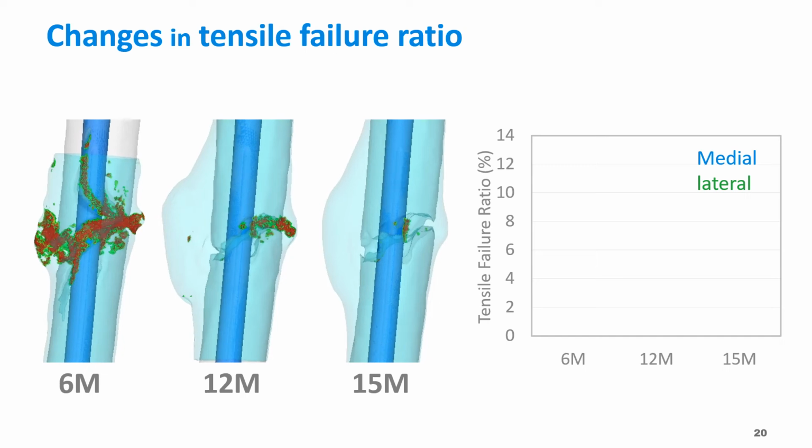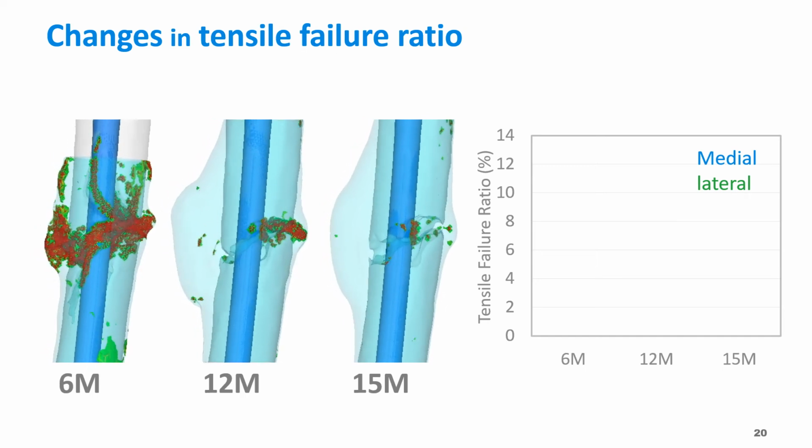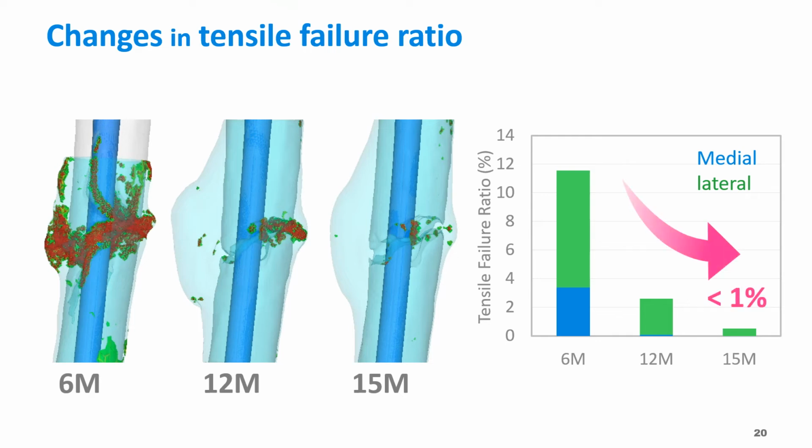Similarly, here are the results at 12 and 15 months postoperatively. The tensile failure risk of the callus decreased from the medial side with time, and at 15 months postoperatively, the risk was less than 1%.